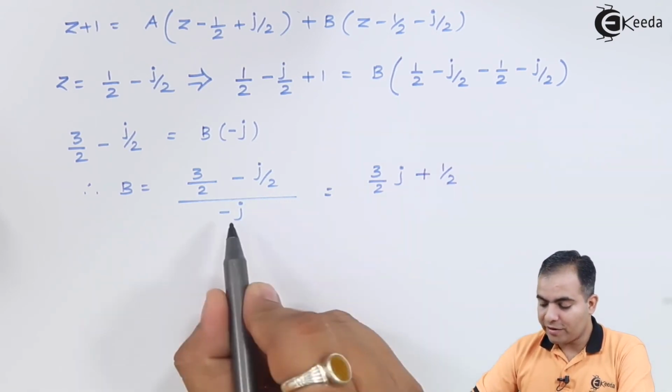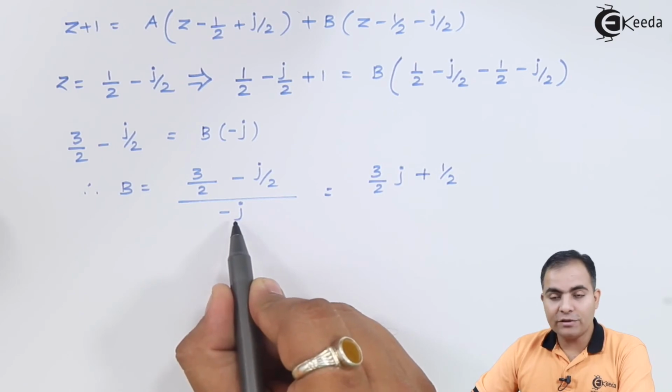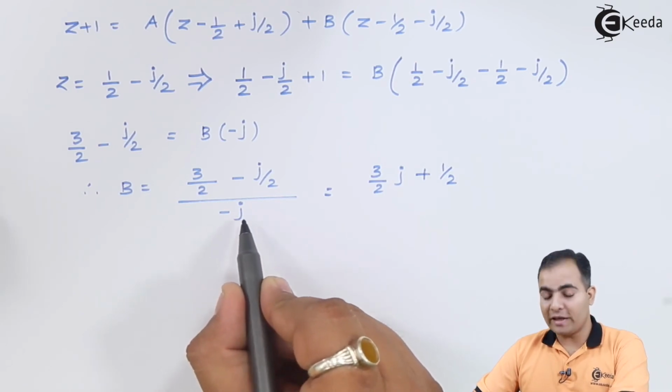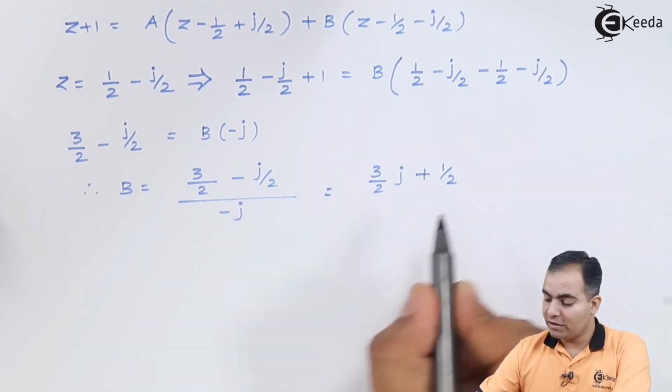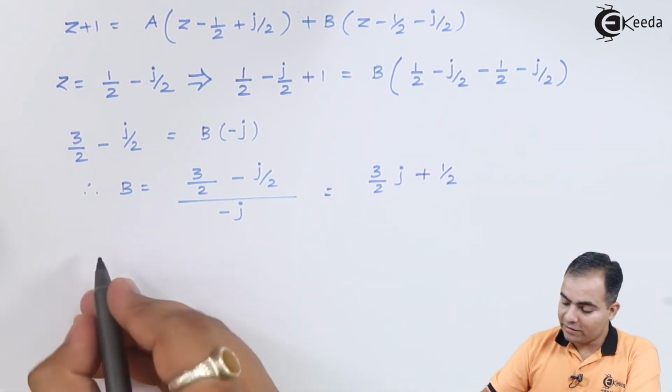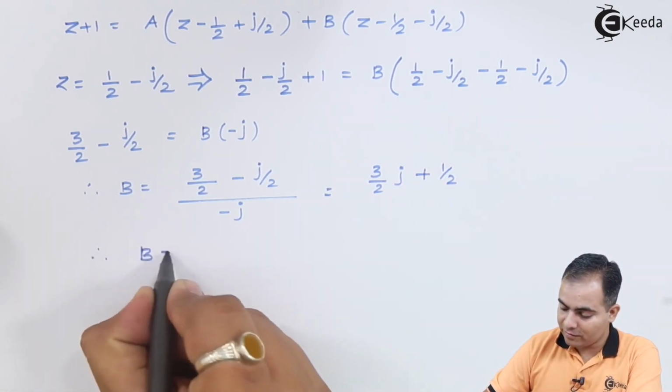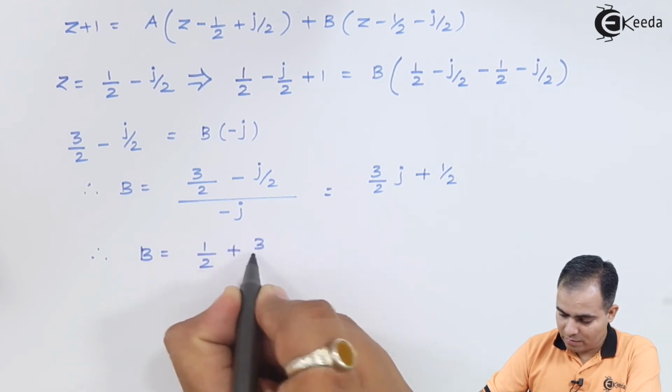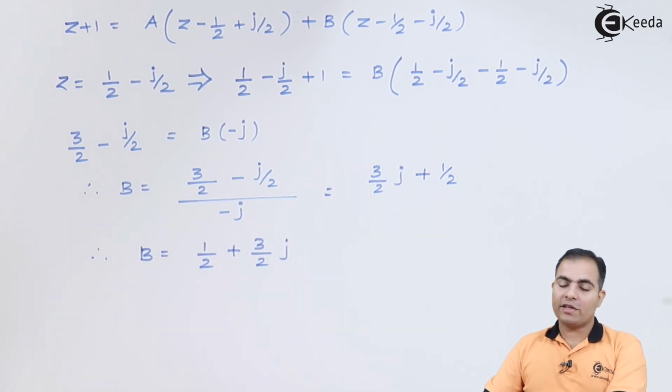But in the denominator, if I multiply with j, j into j is j square, and j square gives us minus 1 value, and minus into minus is plus. So this value remains as it is. So my b value is half plus 3 by 2 into j.